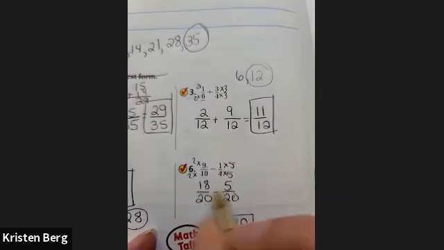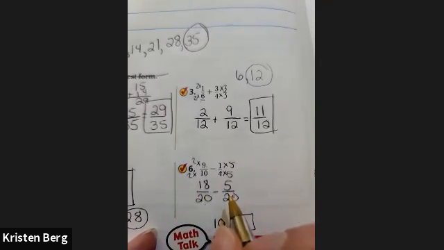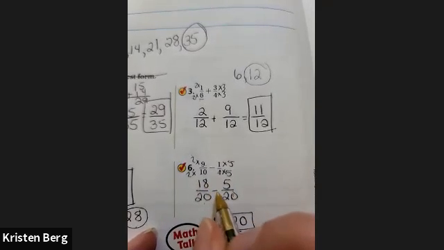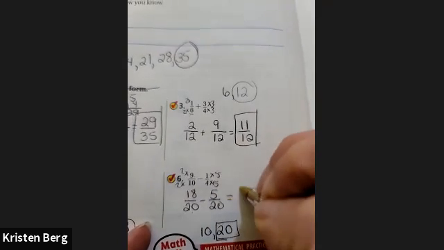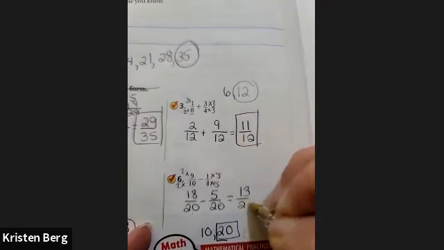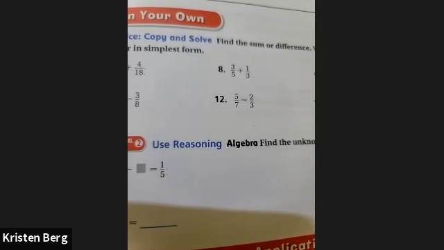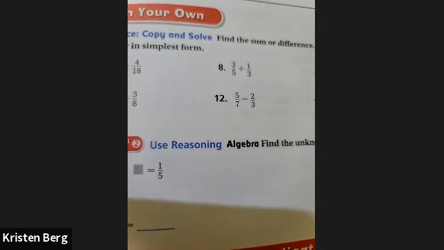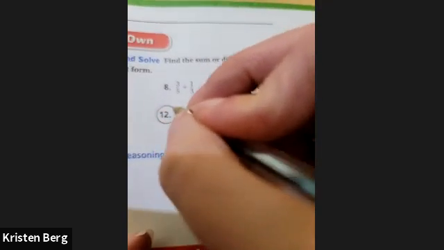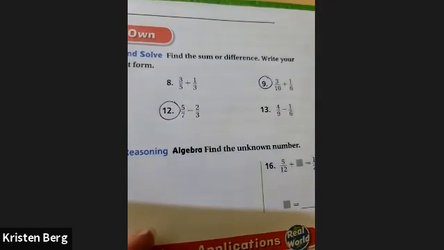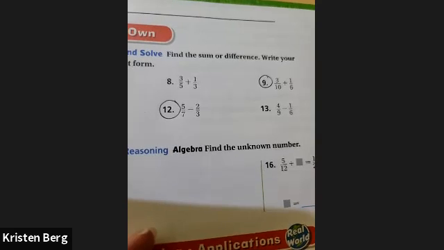Please make sure you're paying attention to the signs because they do switch it up on you. So what is 18 minus 5? 18 minus 5 is 13 over 20. So your answer is 13/20. All right, so I want you to do a couple on your own. I want you to try 9 and 12. So please pause the video and try those on your own.